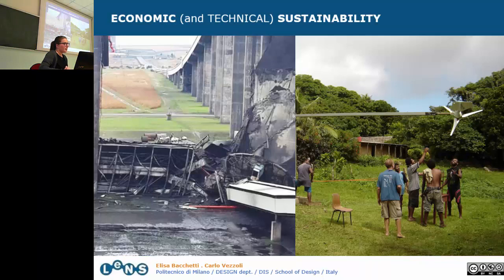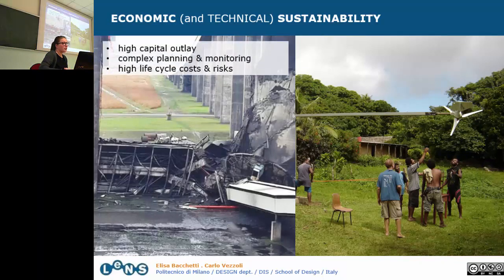In terms of economic and technical sustainability, we have to consider that to build a big plant, we have a high capital that we need to have before, complex planning and monitoring, because, for example, about water, we build up a dam, we have a lot of water, but then the conditions change, so we have this big plant, and what we can do with that? We have to destroy somewhere else to find the water and to put it there. And then they have a high life cycle cost and risk.